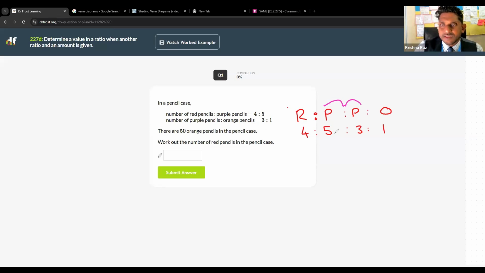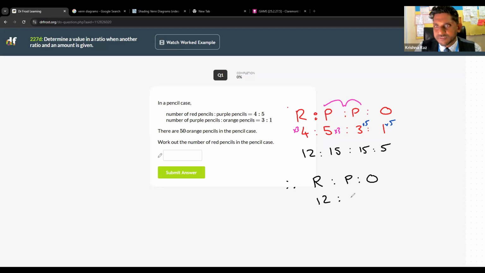So if I times the left-hand side by 3 and the right-hand side by 5, then I would achieve that goal. So we end up with red to purple is 12 to 15, and purple to orange is 15 to 5. Therefore, red to purple to orange must be 12 to 15 to 5. So to work out the number of red pencils, it'd be 12.